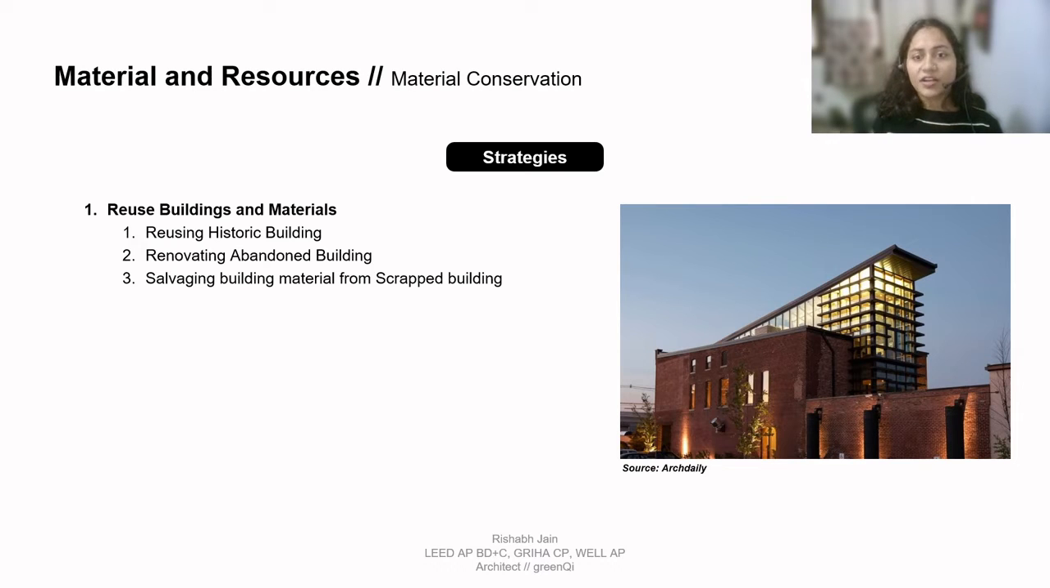Second would be to renovate an abandoned building. If there's an abandoned building and the spaces are adaptable, then you can renovate it and use it for a different purpose than the one it was intended for. And the third would be salvaging building material from scrap buildings. There are a lot of scrap buildings where the material is lying around, and we can use that for a different building. If you're using scrap building material in a new building, then of course you're reducing the embodied carbon, because it was already used in a building before and now you're reusing it. So that's another approach of material conservation.